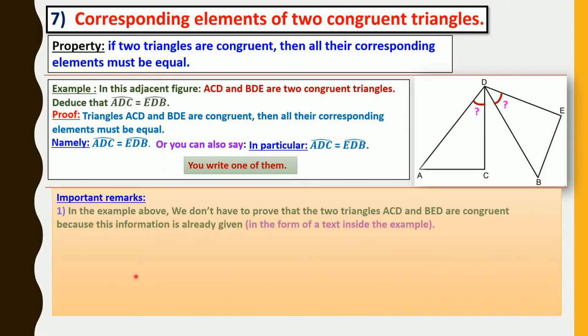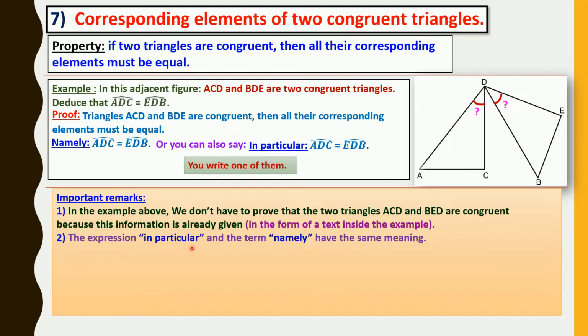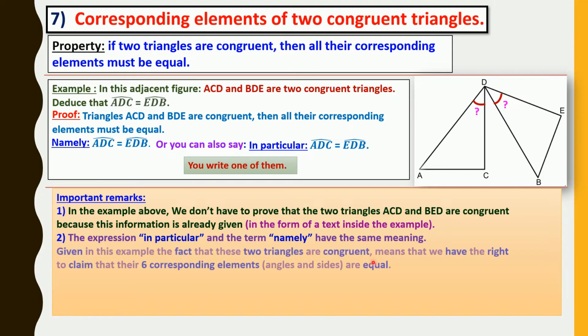Important remarks. In the example above, we don't have to prove that the two triangles ACD and BDE are congruent because this information is already given in the form of text inside the example. The expression in particular and the term namely have the same meaning.